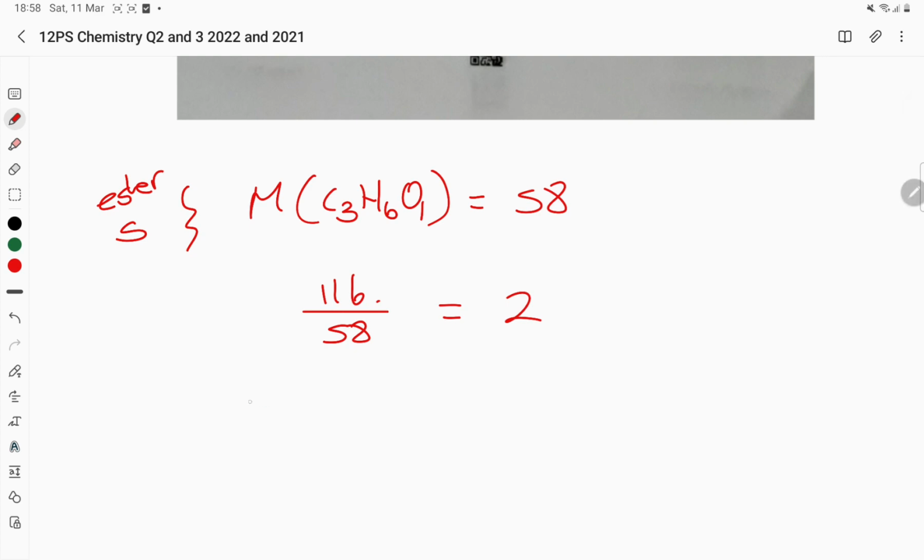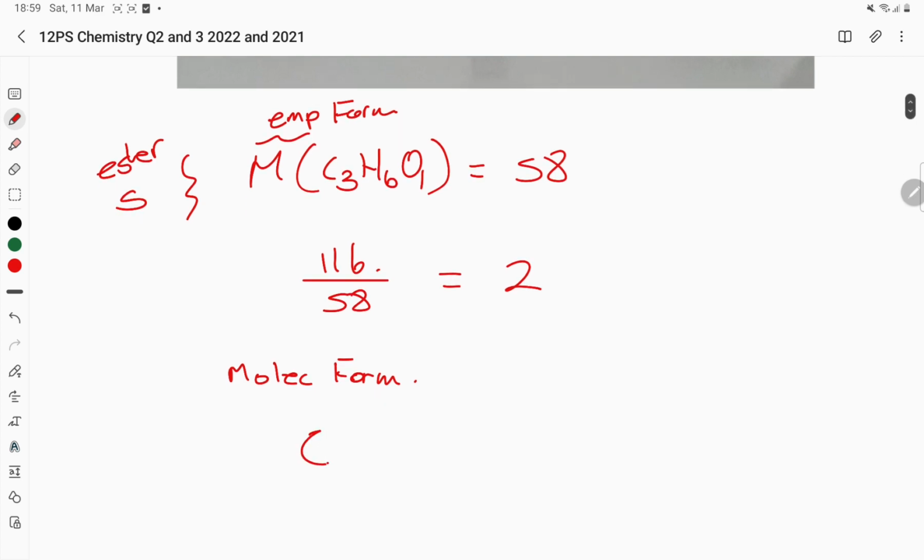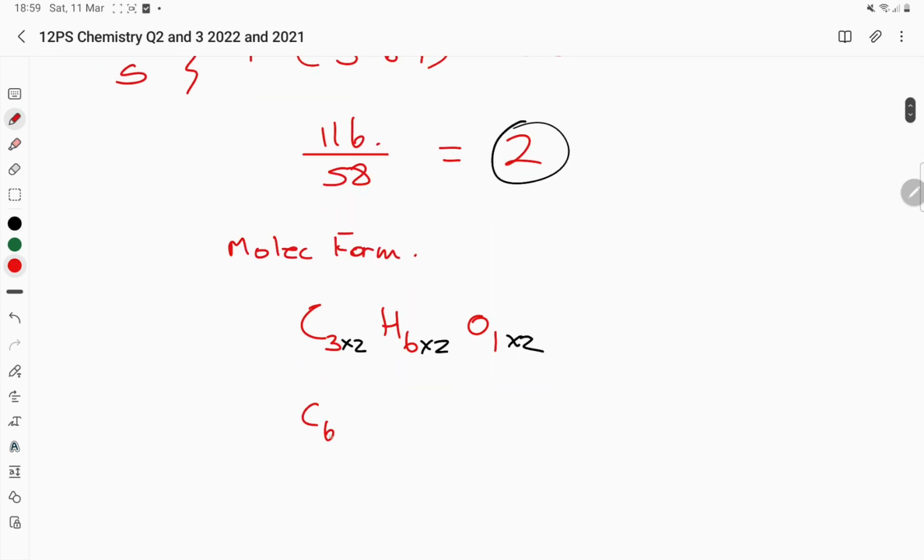So this is the empirical formula. So the molecular formula will be C3H6O1, and I'm just going to circle that. So times 2, times 2, times 2, and we get that to be C6H12O2. But that is for the ester S.